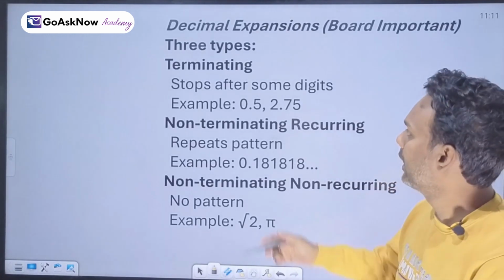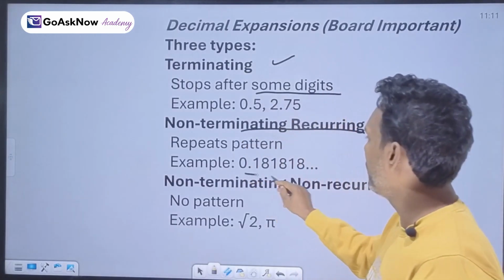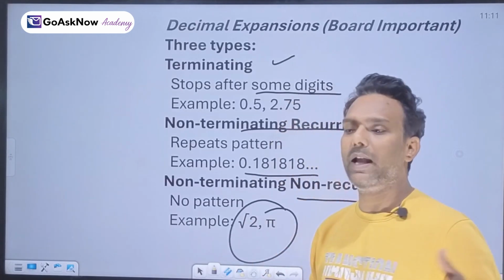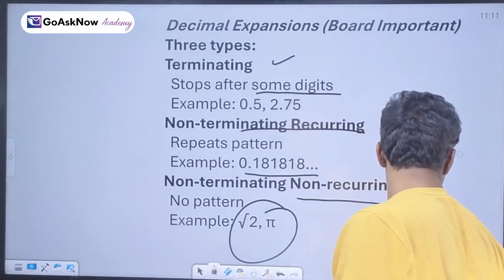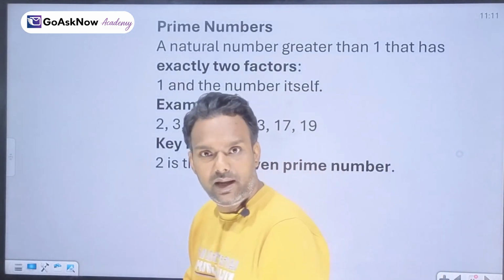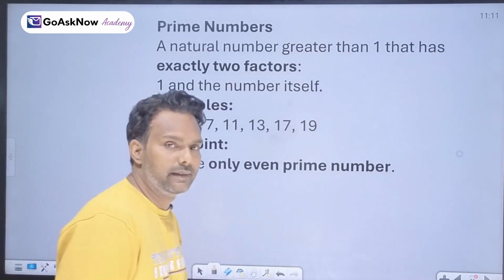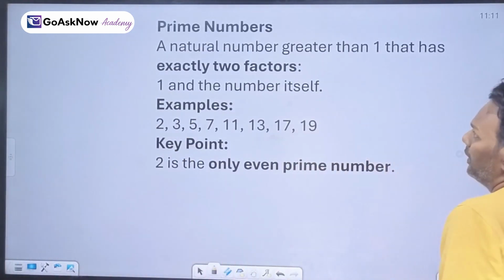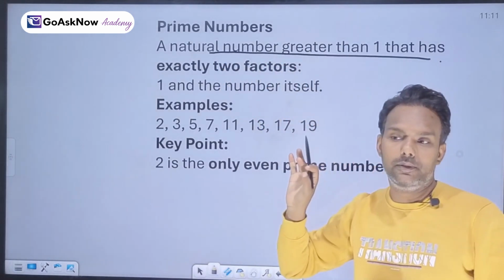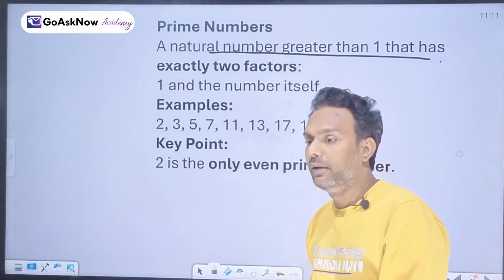So what have we studied until now? Terminating stops after some digits, non-terminating recurring like 0.181818, and non-terminating non-recurring like root 2, pi, any prime number under a square root. Now before we move ahead, we will study prime numbers. What a prime number is. A prime number is a natural number greater than 1 that has exactly 2 factors.